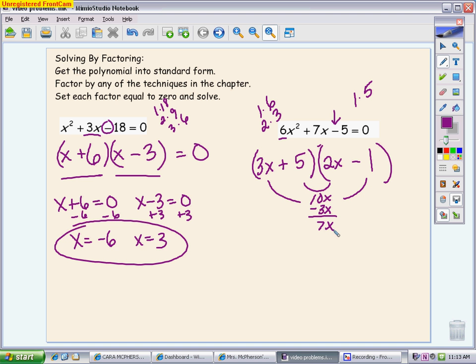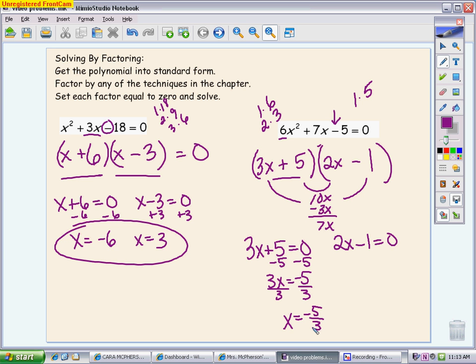Now I need to finish this off by figuring out what the 2 solutions are. I have 2 factors, so I'm going to have 2 answers. So I will need to figure out when 3x plus 5 equals 0. That's this first parentheses. And I need to figure out when 2x minus 1 equals 0. Subtract 5. So we get 3x equals negative 5. Divide by 3. So one of my answers is negative 5/3.